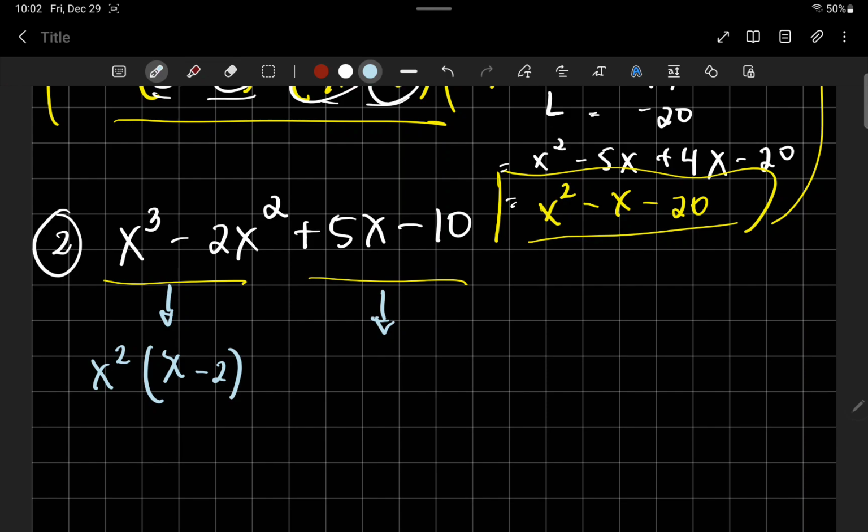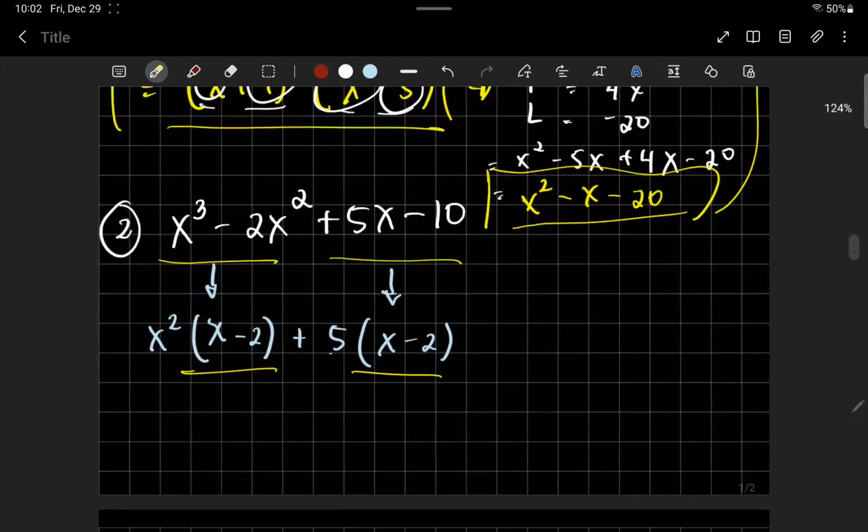And si 5x minus 10, kapag kinuha natin yung factored form nito, the common factor is 5. So that is 5x divided by 5 is x, and negative 10 divided by 5 is negative 2. So our factored form is x squared times x minus 2 plus 5 times x minus 2. Again, kung mapapansin natin, merong dalawang x minus 2. So, pag-iisahin na lang natin siya. So, ang pagsulat sa kanya, that is x minus 2 times x squared plus 5.